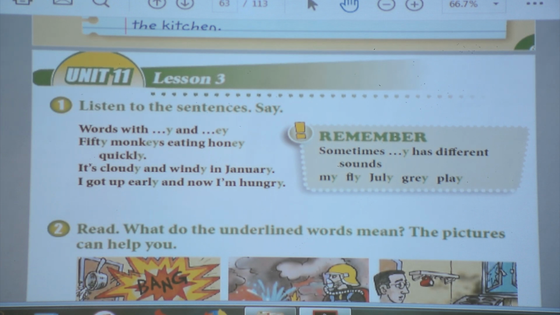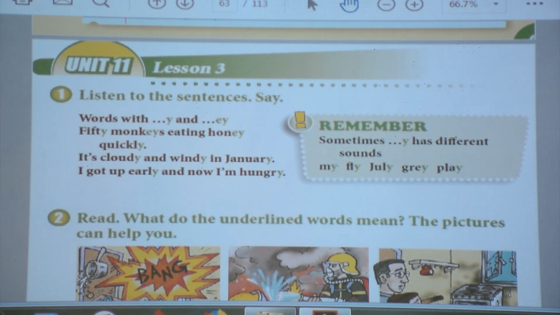Unit 11, lesson 3, it's about pronunciation. How to say the letters A. Words with Y and A. Okay, let's look. Fifty monkeys eating honey.